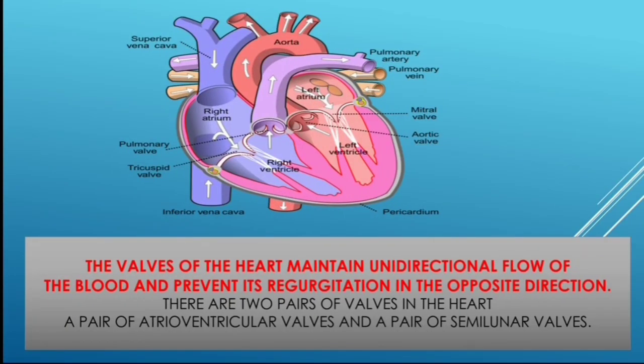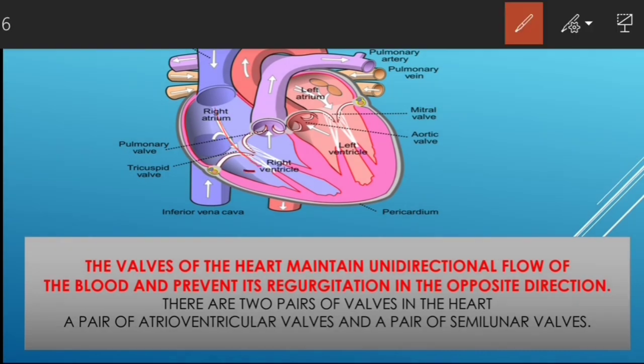The valves of the heart maintain unidirectional flow of blood and prevent its regurgitation in the opposite direction. Right? It means this is the unidirectional flow. Blood comes into the right atrium through the right ventricle, and the left atrium through the left ventricle, and after that it goes through the pulmonary artery, and on the left side through the aortic valve.